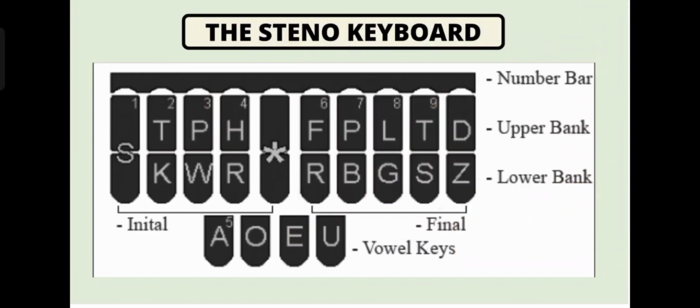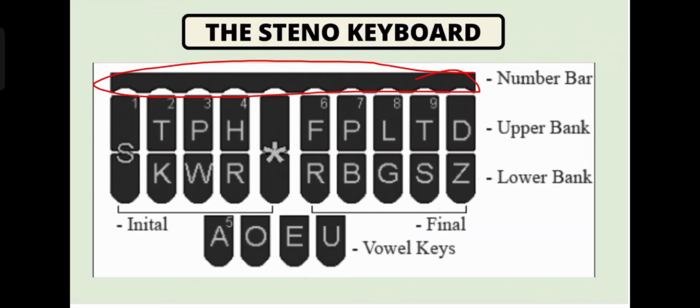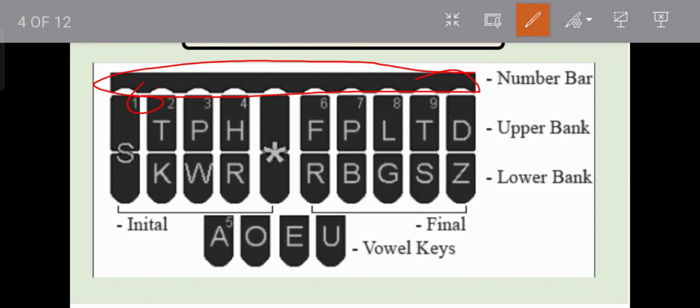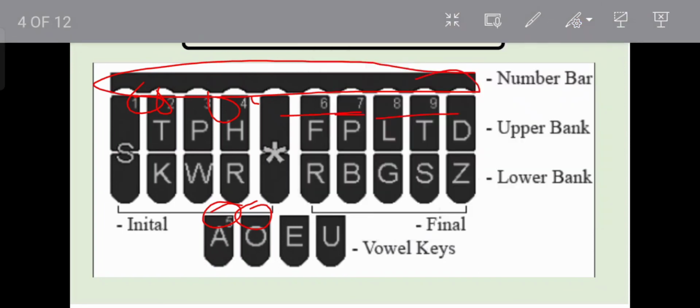This one is called the number bar. The numbers are here, written on the upper bank. 1, 2, 3, 4, 5, 6, 7, 8, 9, 0. This zero is here. Since this is the number bar, you press this too. This number bar represents shift. So, on a computer, it would be shift.